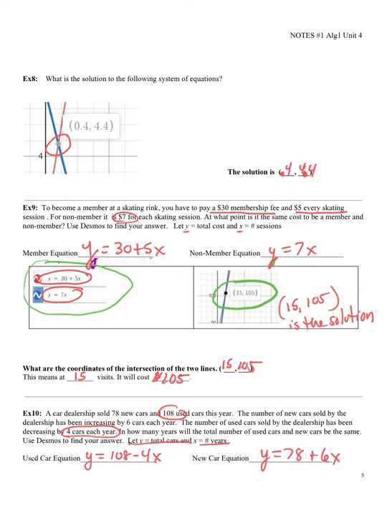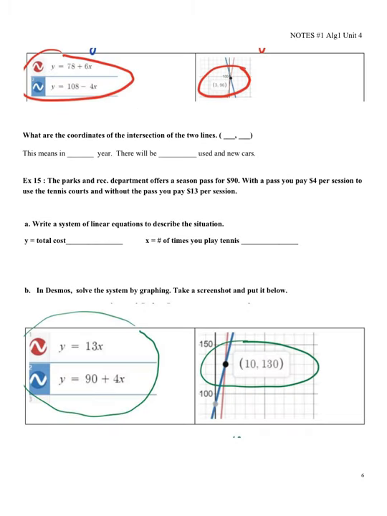Okay, when I plug this into Desmos, right, when I put both equations into Desmos, it intersects at the point (3, 96). So that is the solution. And I'm going to put that here. The point where they intersect, or the solution, is (3, 96). And in terms of the cars, it means that in 3 years, there will be 96 used and new cars. Okay?